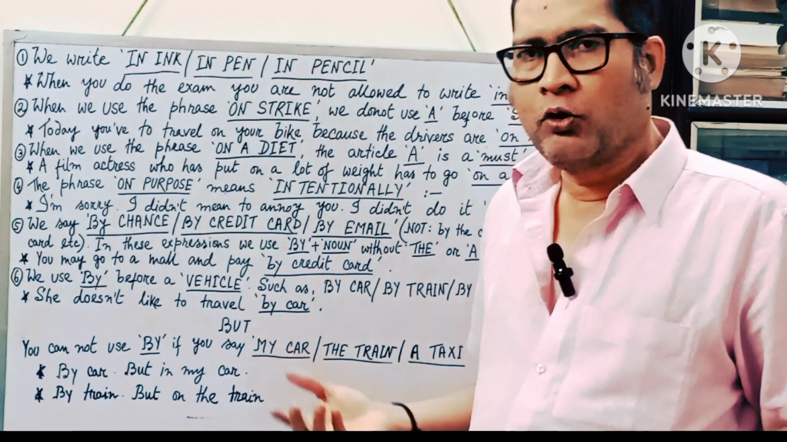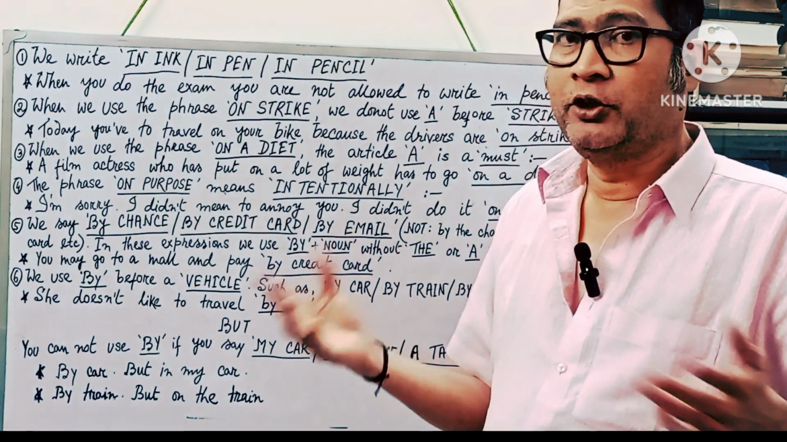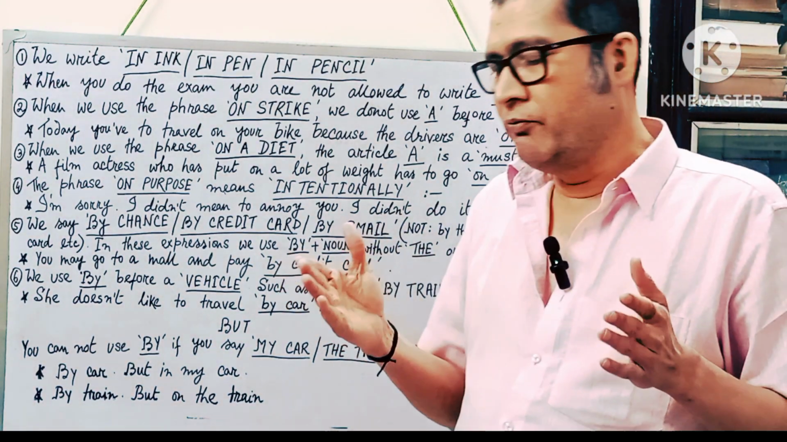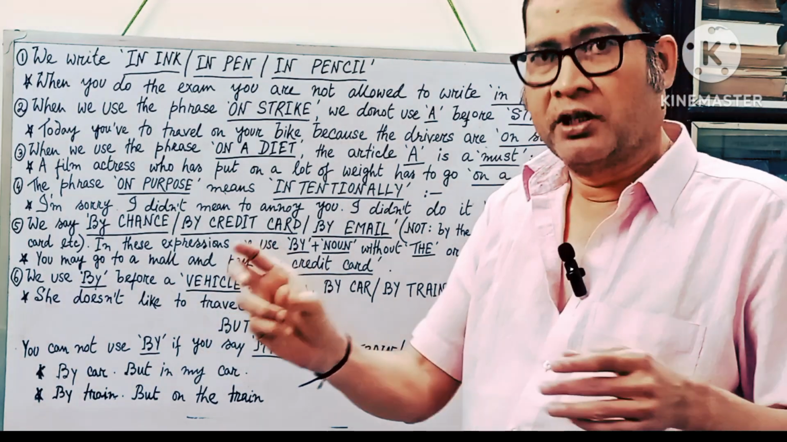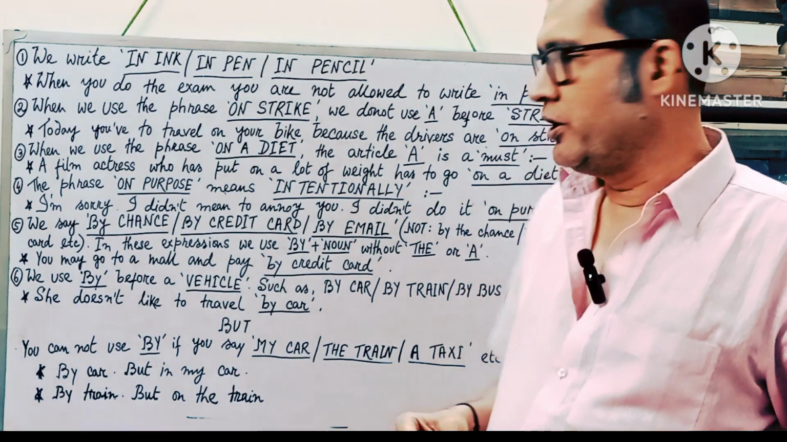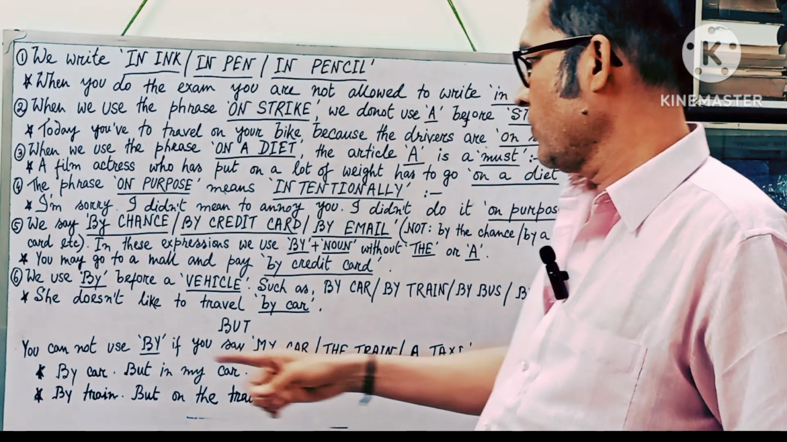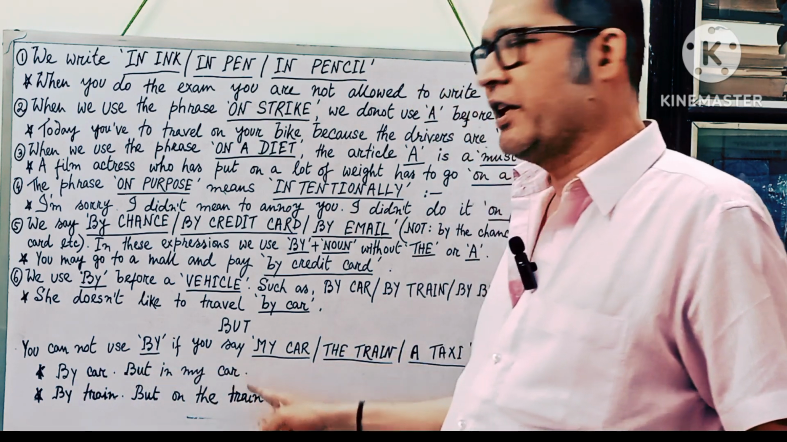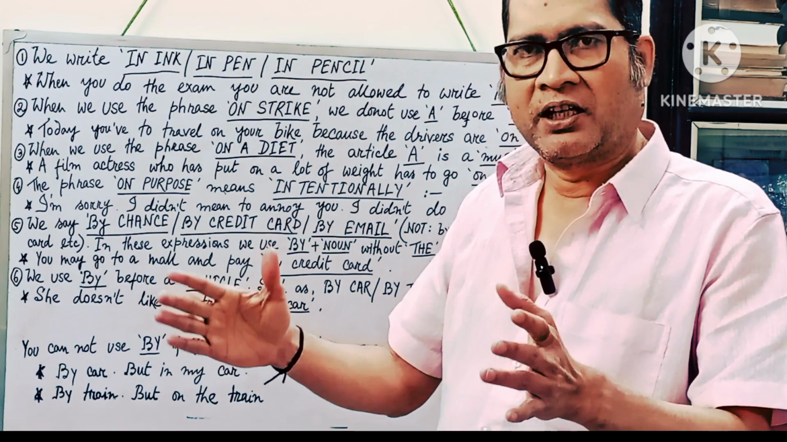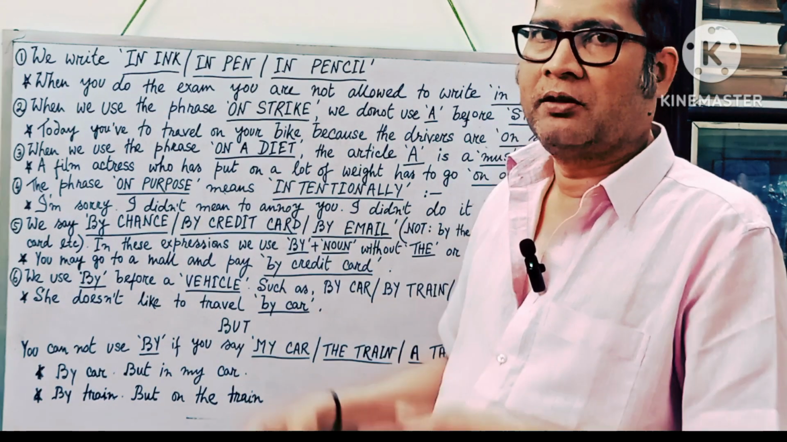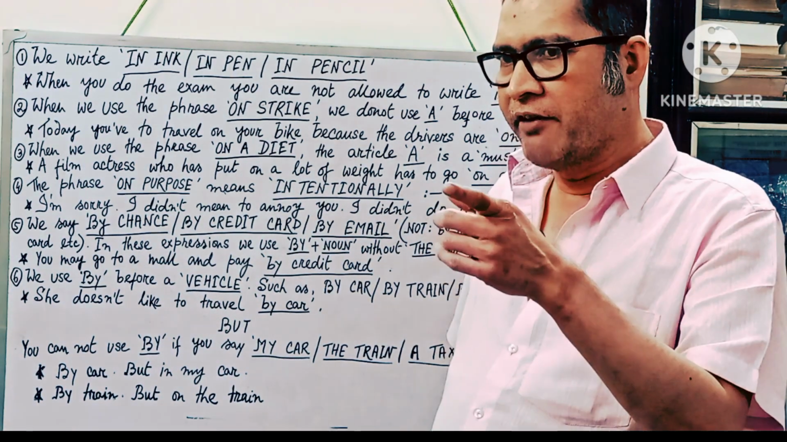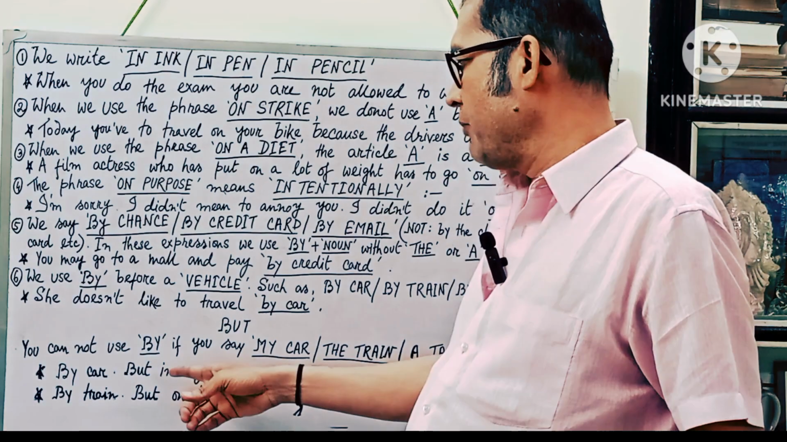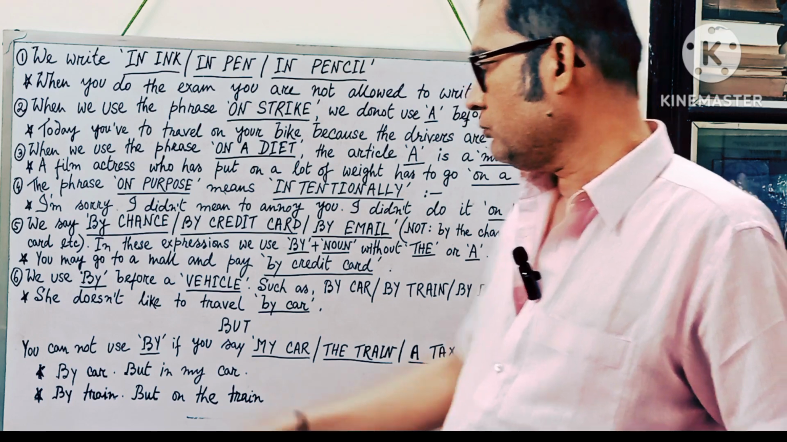Were you traveling in your own car? Not by your own car. Because we are not using by plus the vehicle. We are using some other words in between. So it is by car, but in my car. In my car or in a car. We will go there in a car. You are traveling in a red car. You understand? So the preposition I'm using is in.